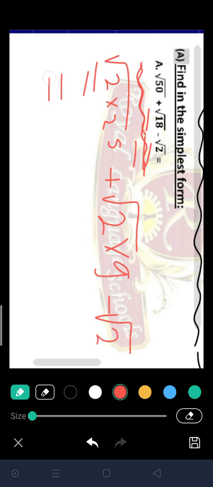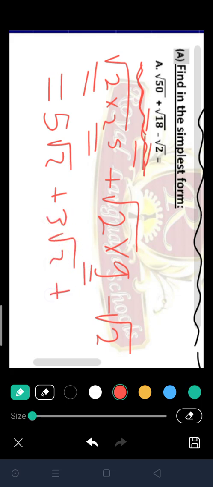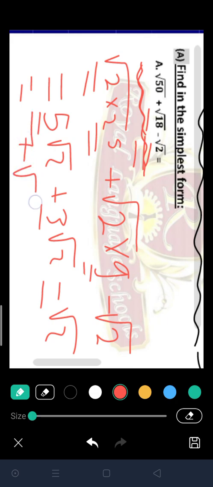Then the next step, root 25 equals 5, so 5 root 2, plus root 9 equals 3, so 3 root 2, minus root 2. Okay, 5 plus 3 equals 8, 8 minus 1 equals 7, so the result is 7 root 2, and this is the simplest form.